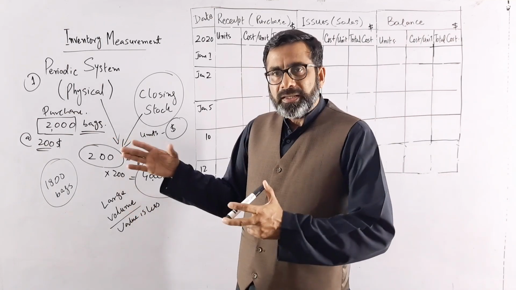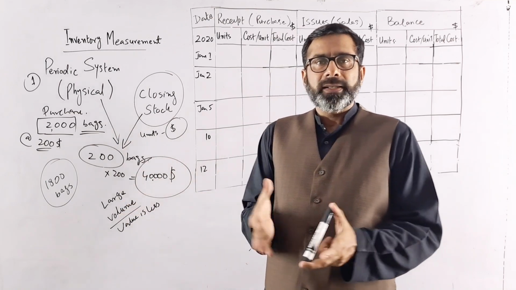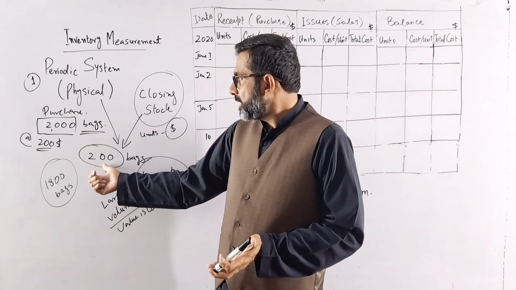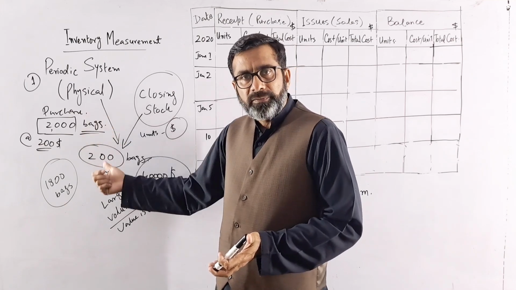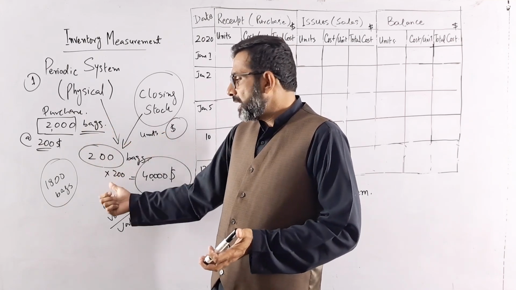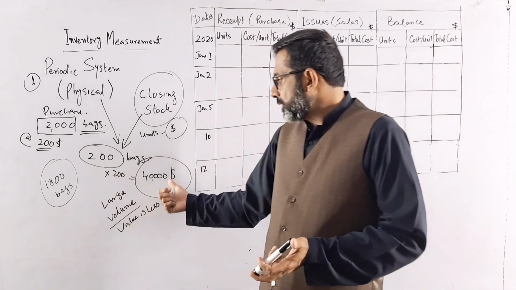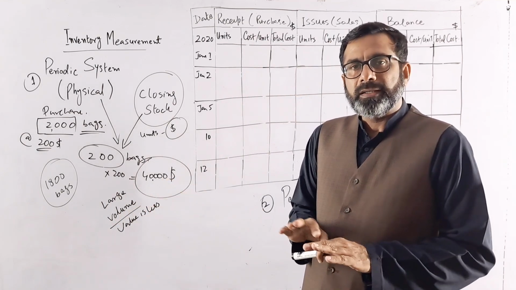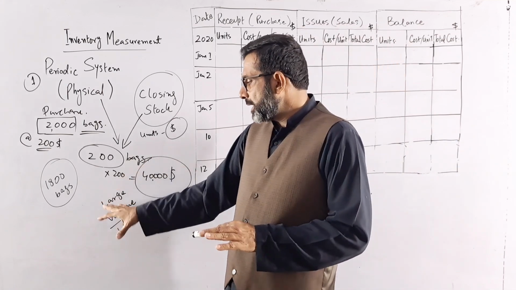So that's why, at the end of the month or the financial period, they simply see how much is the closing balance physically, then multiply it with the value to calculate the closing stock value. But there is a chance of errors and frauds.